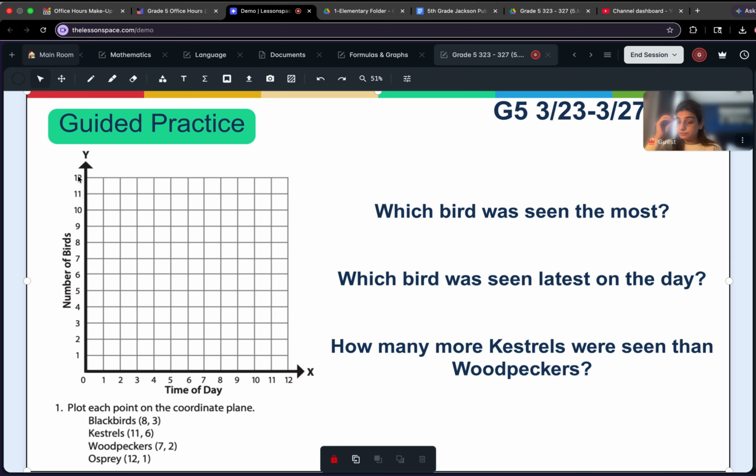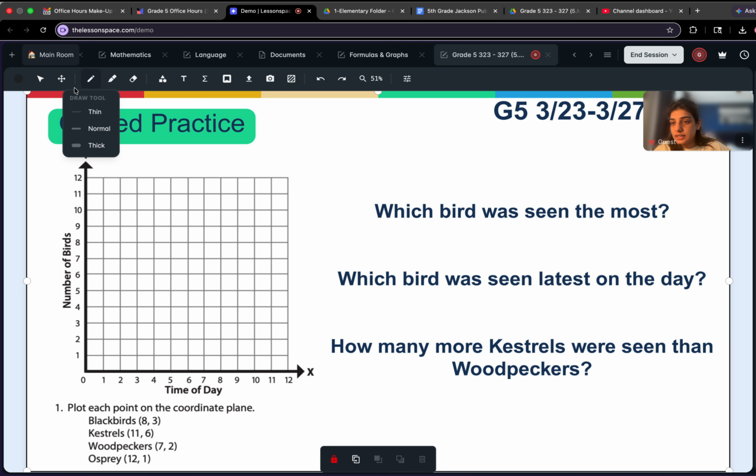All right, the very first thing that we have to do is plot these points on the graph and then study the graph. When we're done studying the graph, we'll be in a good enough position to figure out the answers to the questions on the right.